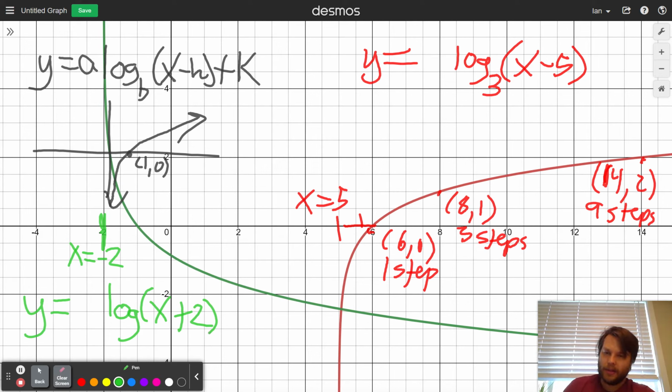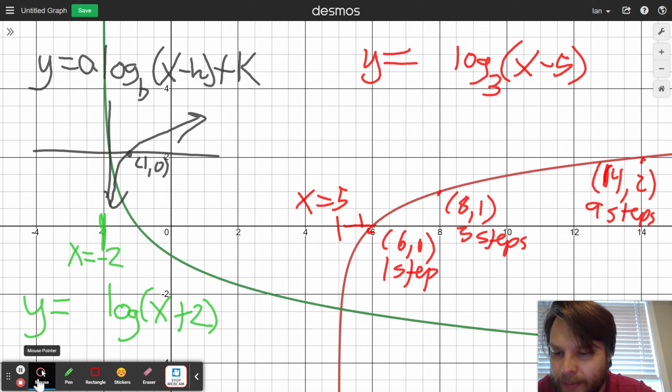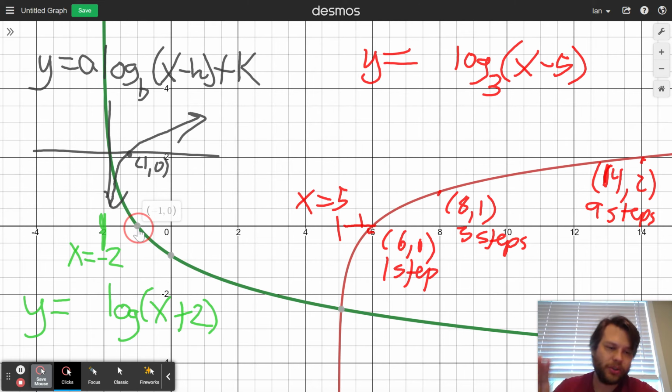Now let's look at the values as this grows here. I'm going to go back to my mouse so we can look at this. It looks like we've got (-1, 0). So that's 1 step away. Then I want to get to another whole value all the way over here, (3, -2).